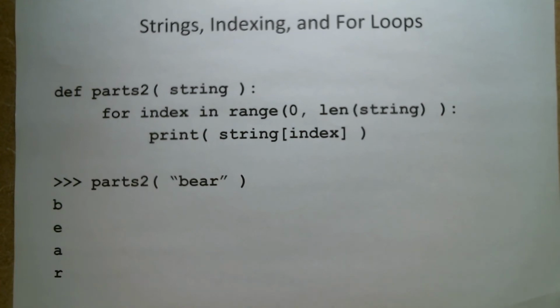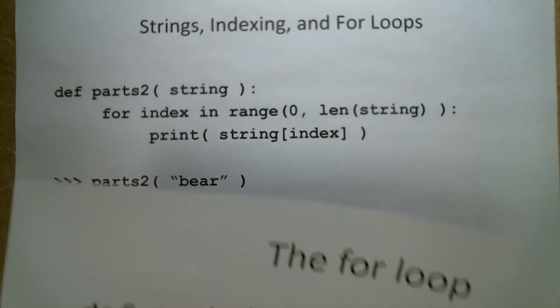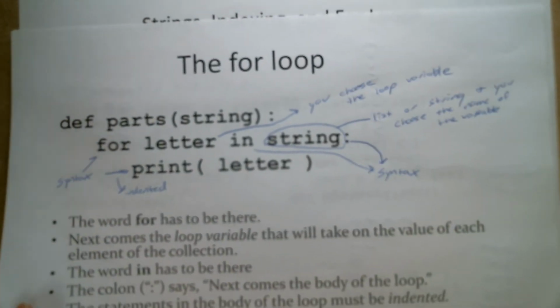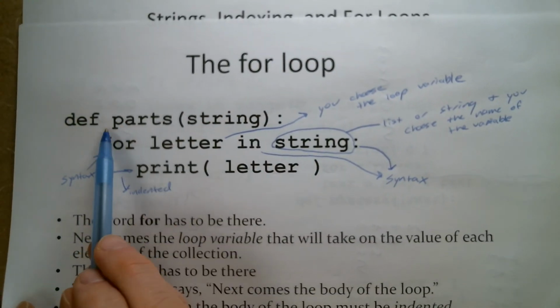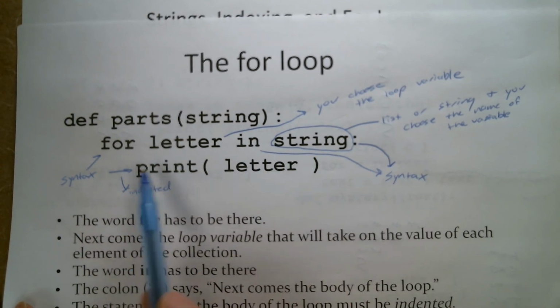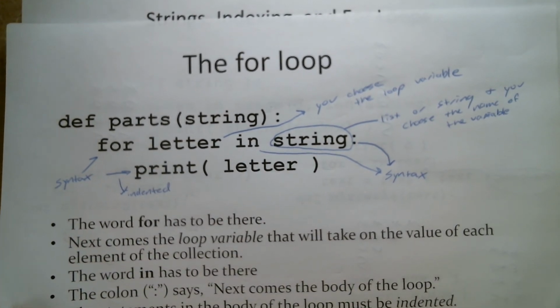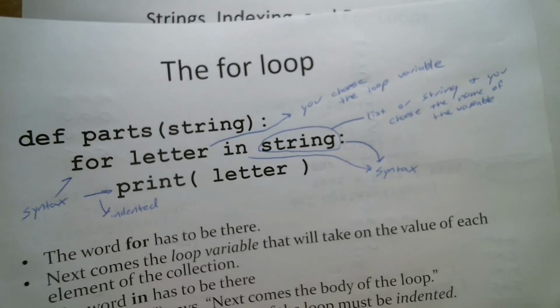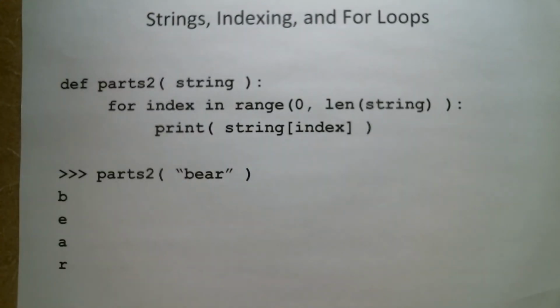So can I use this indexing to mimic what we were doing earlier? Just a reminder, this is what we were doing earlier. We were setting up these loops where we said for letter in string, and it would go through the entire string 1 letter at a time. Can I use indexing to mimic that? And the answer is yes.